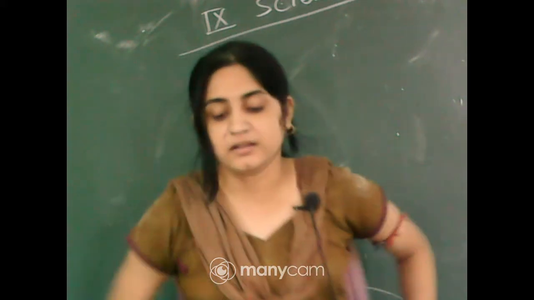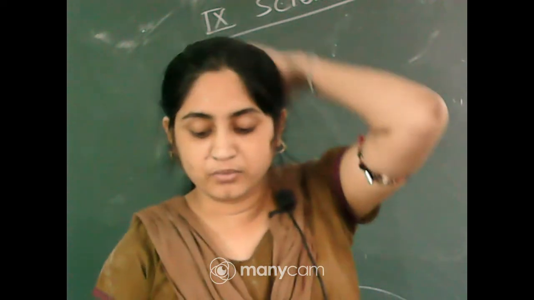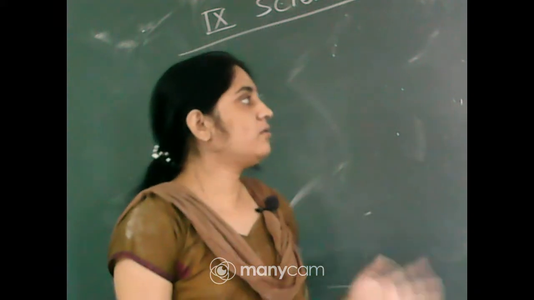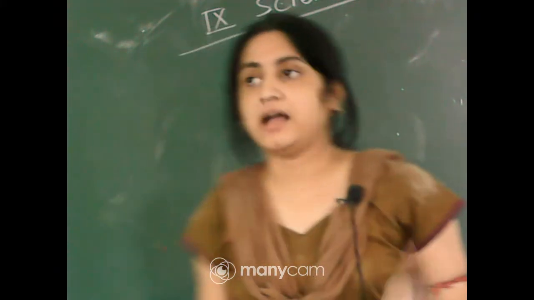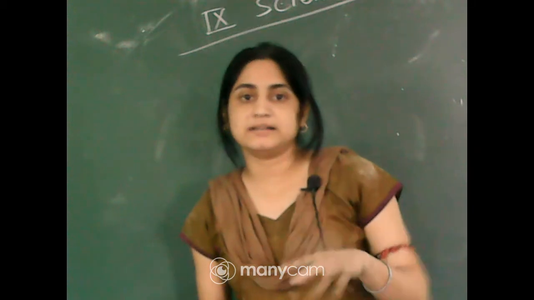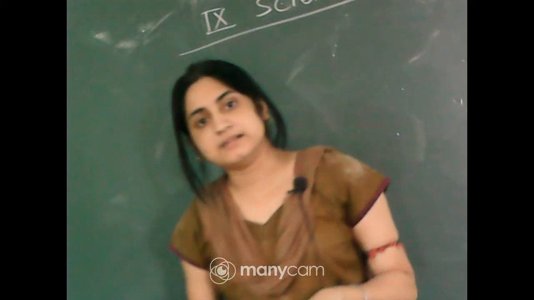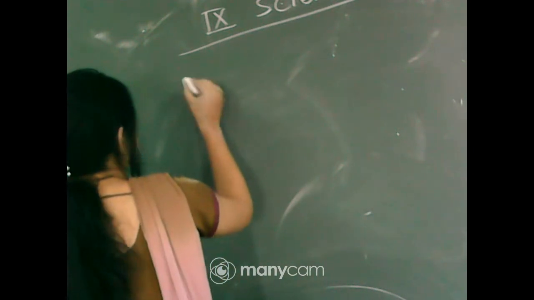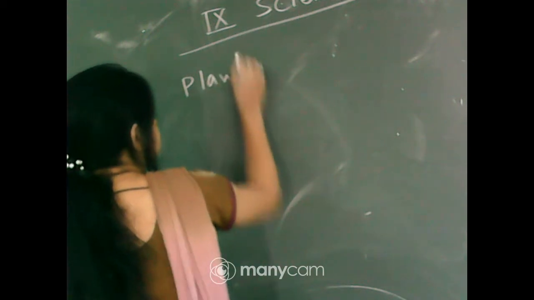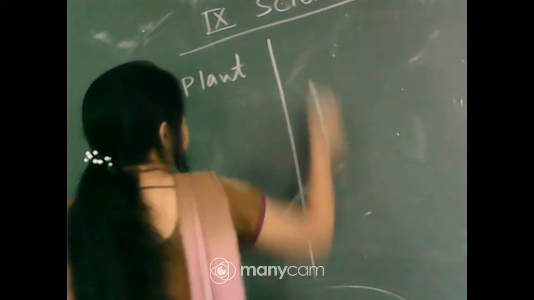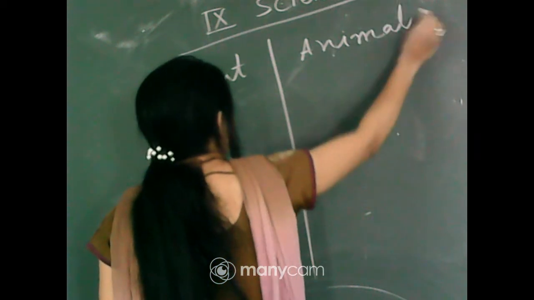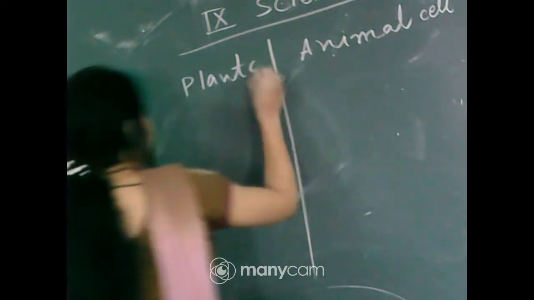Make a comparison and write down the ways in which plant cells are different from the animal cells. So, you know from the previous chapter and from class 8 you have learned what is the difference between the plant cell and animal cell, and just write down that, okay. Plant cell and animal cell, okay.